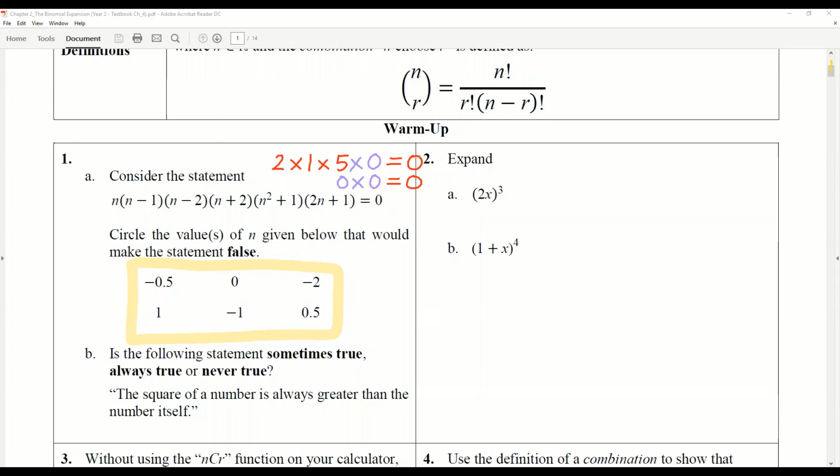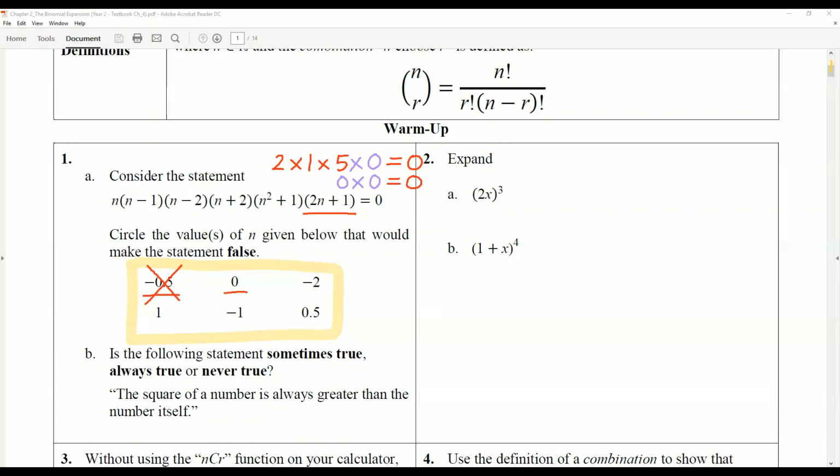If we test negative 0.5 here, which of those brackets in front of us is going to create 0, if any? I can see that if I sub negative 0.5 into 2n + 1, that's going to create 0. So we can disregard this. We don't want to create 0 because that would make the statement true. We're trying to make the statement false.